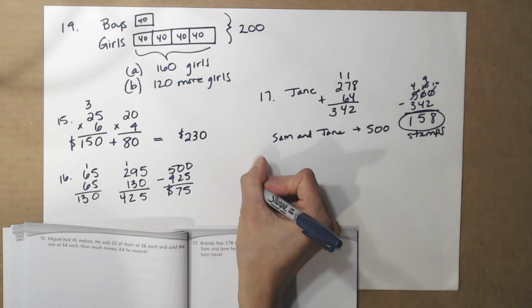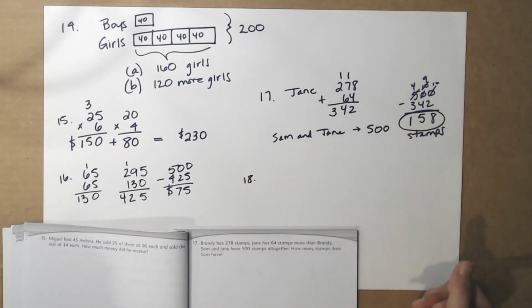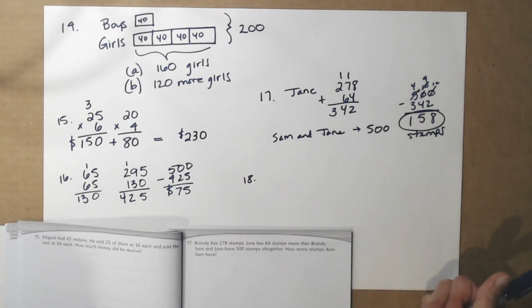And in our last question, 18, Mrs. Peters baked 156 fruit pies for a fruit fair. She sold them in boxes containing 12 fruit pies each. Each box cost $18. How much money did she collect?